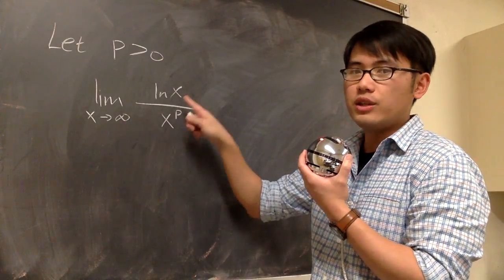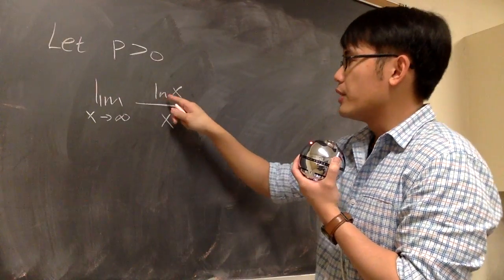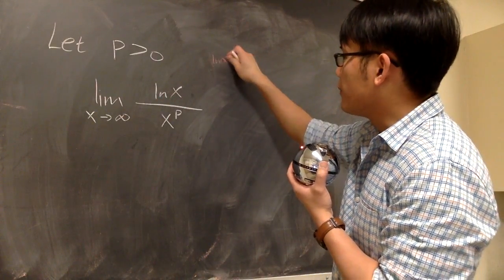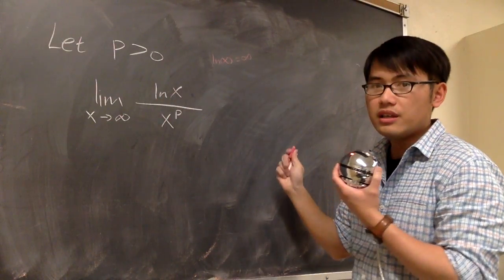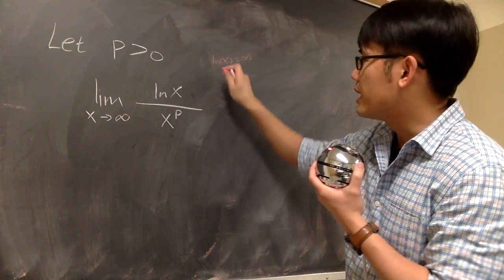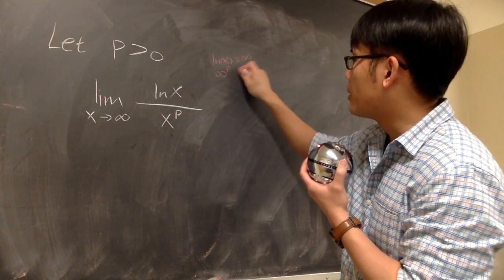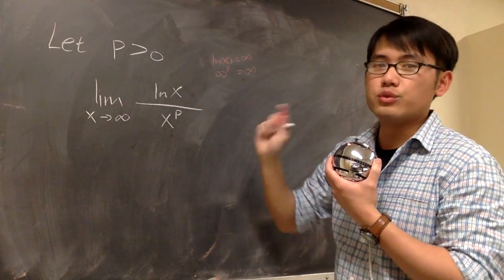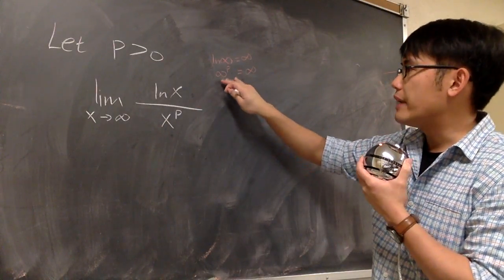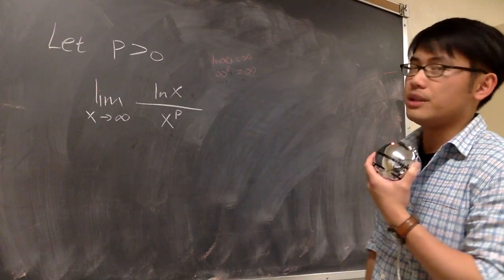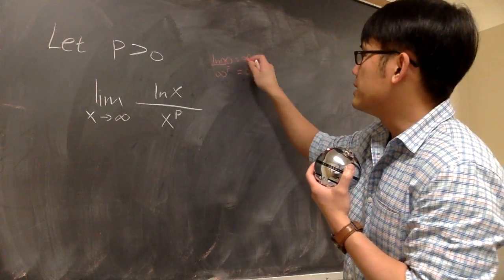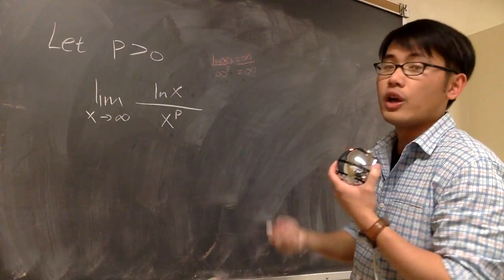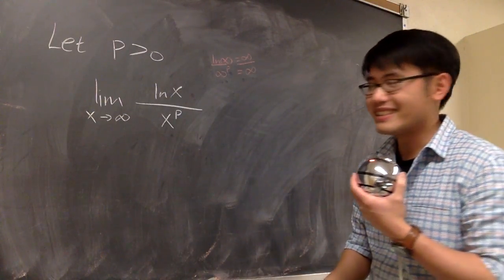If you plug infinity into all these x's, on the top you are going to end up with ln infinity, which is infinity. And on the bottom, you're going to get infinity to the p power, which is also infinity, where p is greater than 0. So it's a positive value. Infinity to a positive power has to be infinity. So this is an infinity over infinity situation. We can use L'Hopital's rule to help us out.